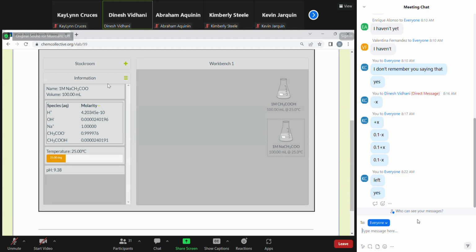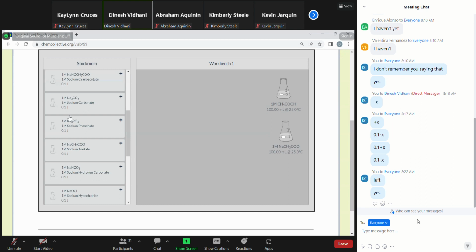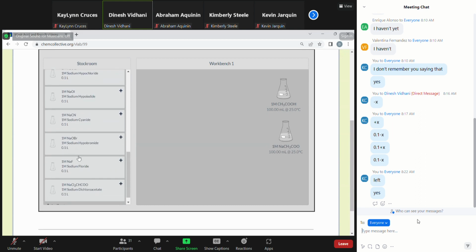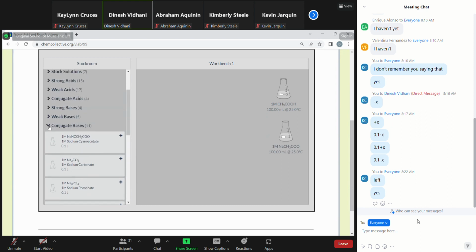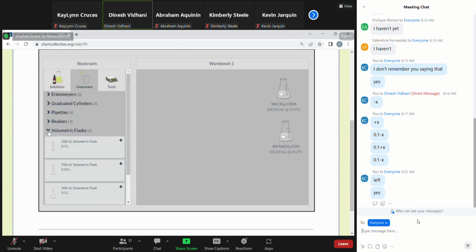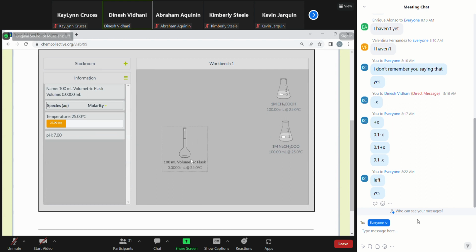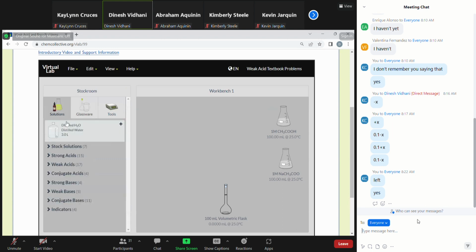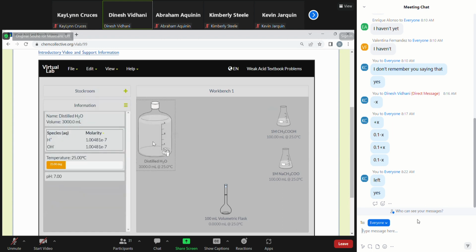Okay. And let's go to the stock room. What else do we need from here? We need volumetric flask, not cylinders. I go to the stock room and I get the volumetric flask. I got a first one. And we also need water because we are going to dilute it, right? So let me see, where is water? Oh, we got a lot of distilled water.